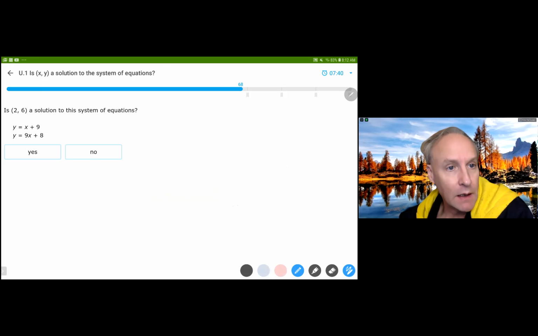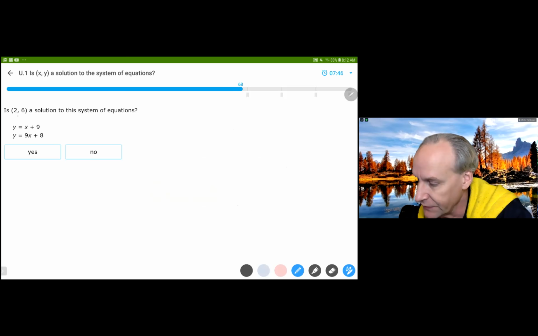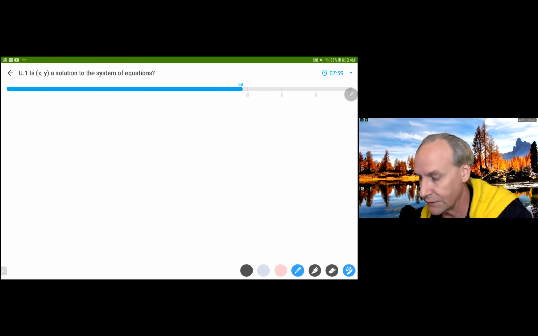All right, 2, 6, is this a solution to this system of equations? And again, we're going to put the 6 over for the y and the 2 for the x, and 2 plus 9 is 11. It is not equal to 6. 18 plus 8 is not equal to 6 either. So it's no, it's not true for either one.